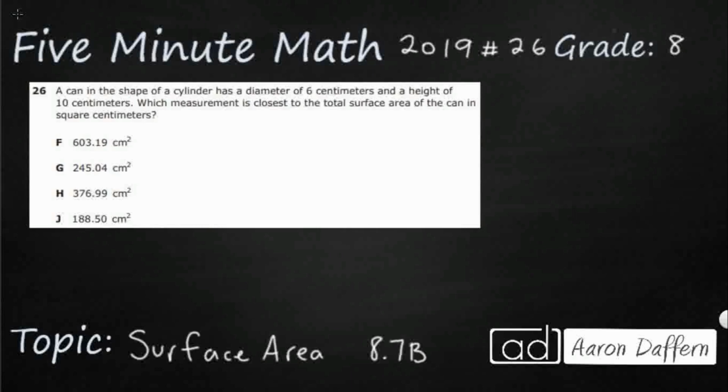So we have a can in the shape of a cylinder. We've got the diameter and the height. So let's just go ahead and draw that for visual purposes. All right, so here's my can. Some dotted lines in the back. There we go. All right, so diameter of 6. We're just going to draw that right there. That's 6 cm. Height of 10 cm.